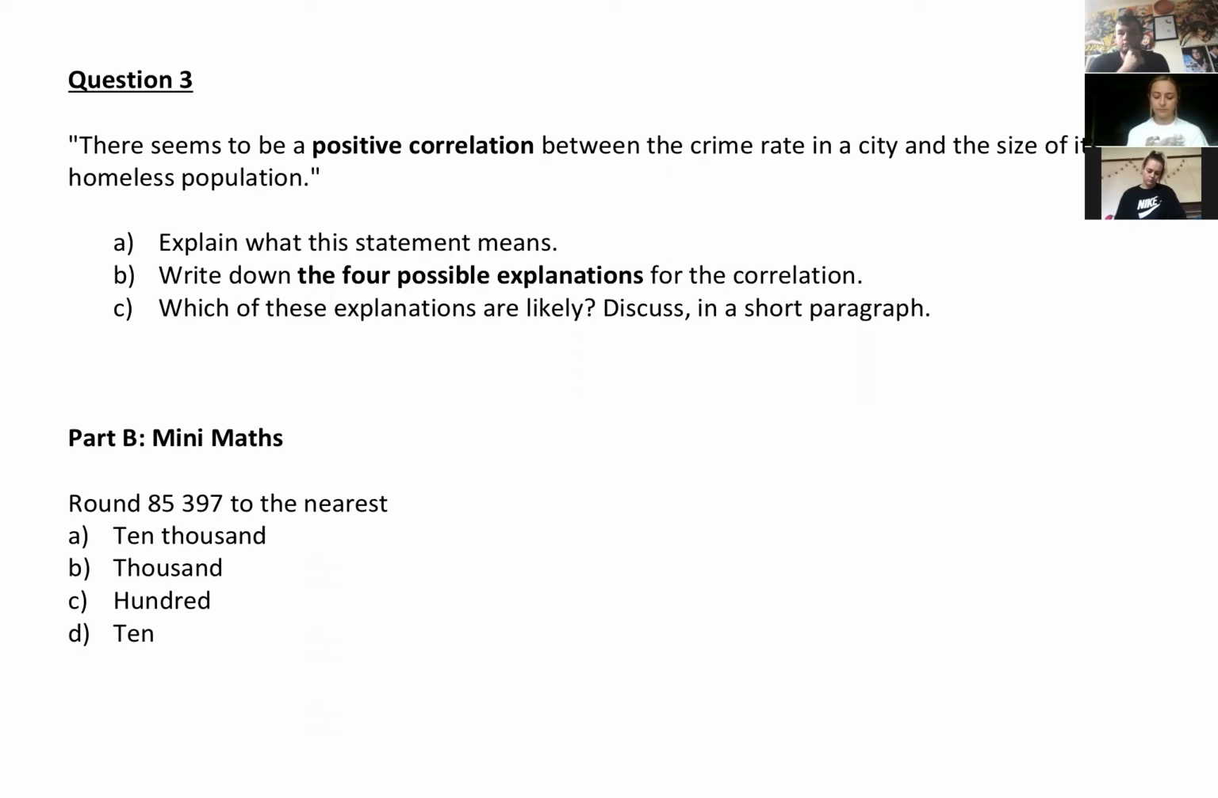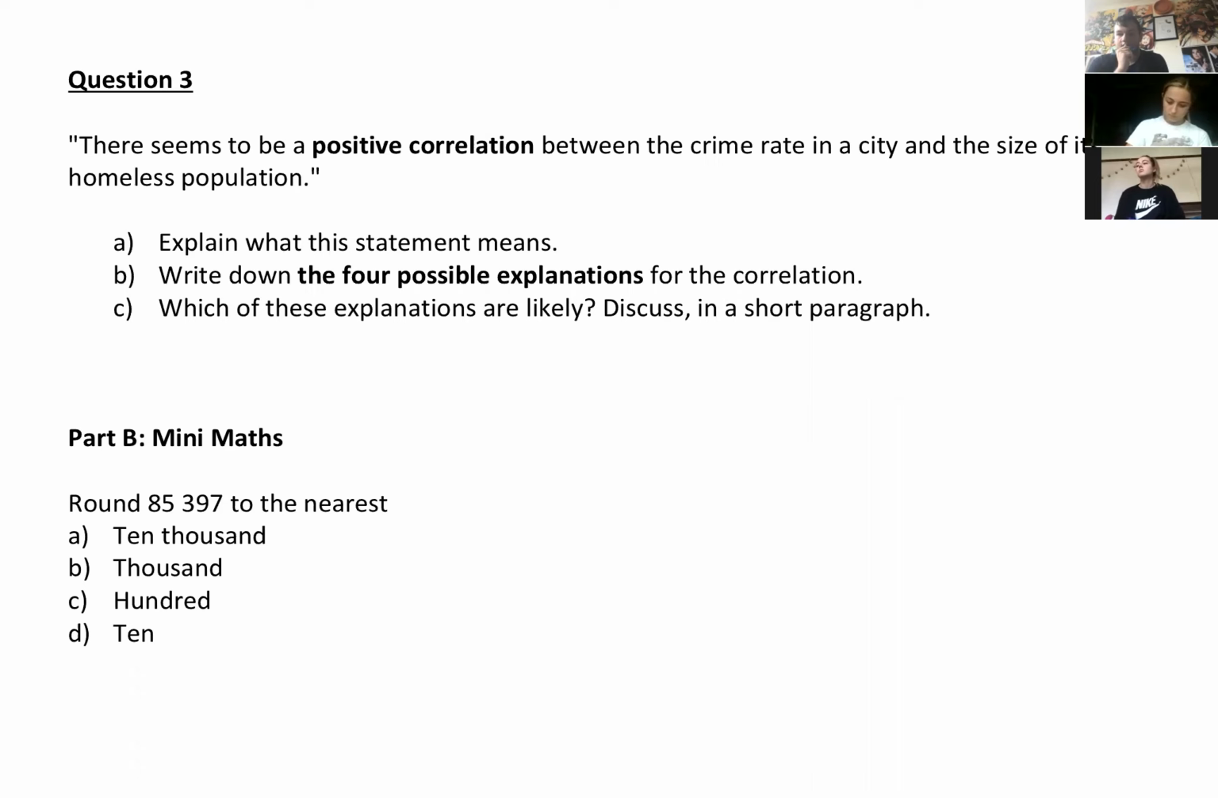Also, you could have it the other way. You could say that cities with a small homeless population have a lower crime rate. That is also a positive correlation, because the two variables are going down at the same time. They're both working in the same kind of direction. Does that make sense to people? Yeah. Great. All right, so that's what the statement means.